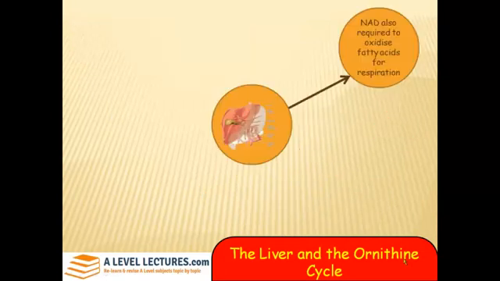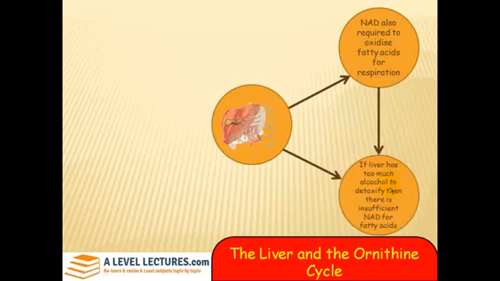Now, the last bit you need to think about is something called fatty liver. You may come across this term, fatty liver. What is it? Well, let's look at the stages. Now, NAD is required to oxidize fatty acids for respiration. So as well as breaking down ethanol, it's also used elsewhere, to oxidize fatty acids. Oxidation here is removal of hydrogen. So it's required for the oxidation of fatty acids in respiration. So that means if the liver has too much alcohol to detoxify, there's not enough NAD for fatty acids.